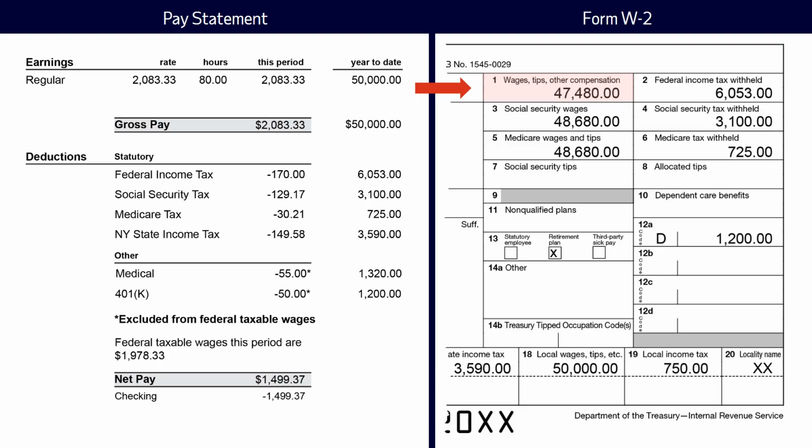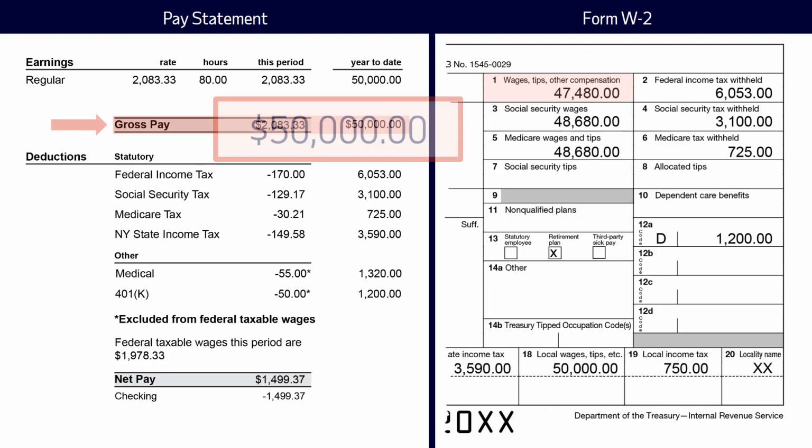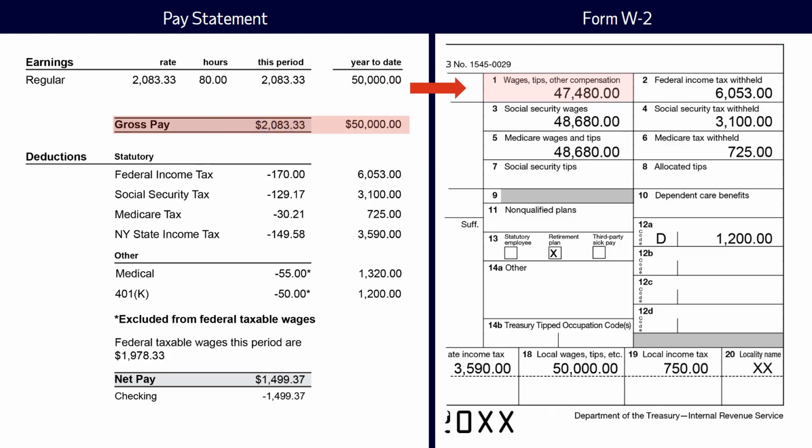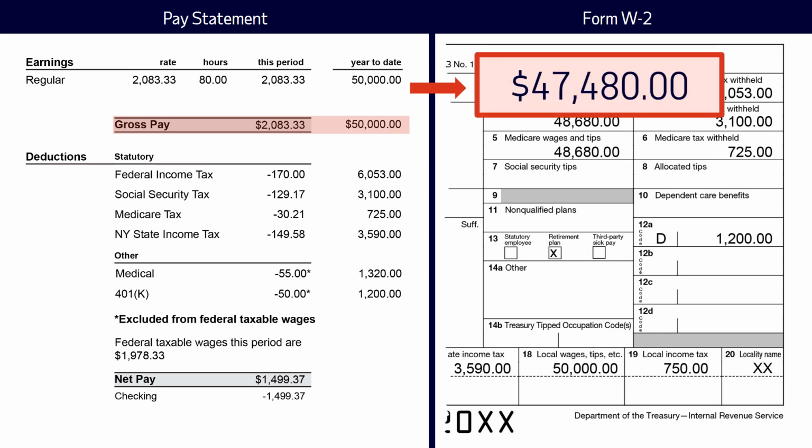Box 1 displays the wages subject to federal income tax. By looking at Jackie's last pay statement of the year, we see that their annual salary is $50,000. But if we look at Box 1 on their W-2, only $47,480 of that $50,000 is subject to federal tax.